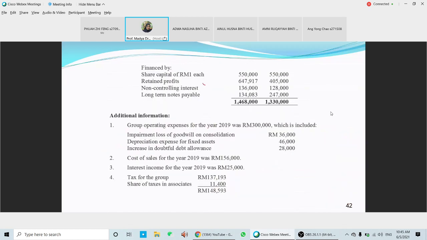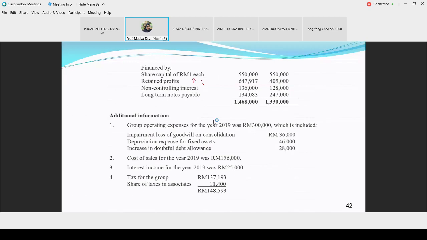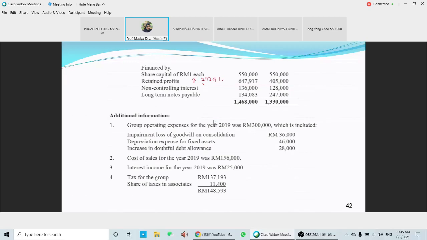The items here. The share capital, no changes here. Retained profit, there is a change. NCI here, there is also a change in your NCI. So you can look at here, the retained profit here, there is an increase by 242,917. NCI here increased by 8. And then long-term notes payable decrease. Decrease here means that you make a payment here. Decrease by 112,917. Just analyze every item that you have in your balance sheet.